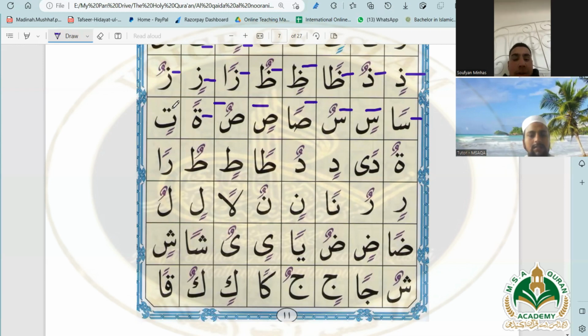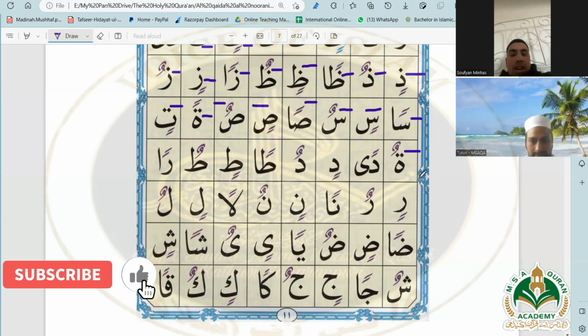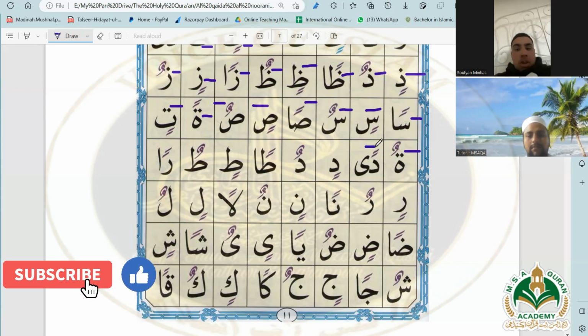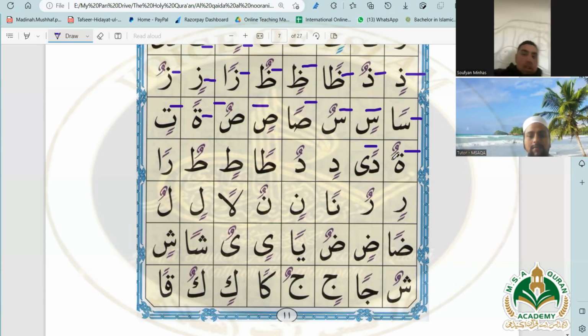Ta fathatain tan. Ta kasratain tin. Ta dhammatain tun. Tan tin tun. Dal fathatain dan. Dal kasratain din. Dal dhammatain dun. Dan din dun.